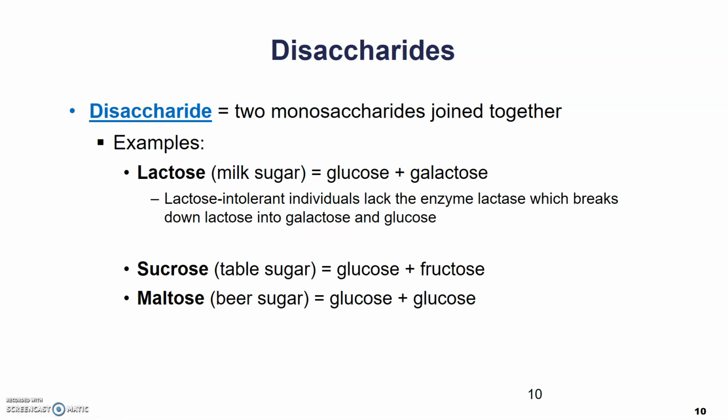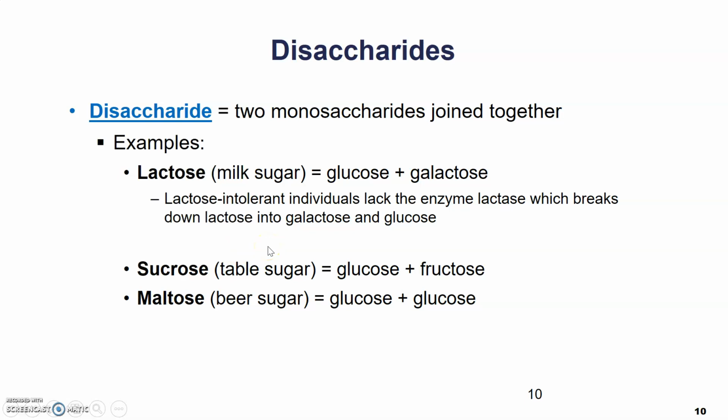And some examples of disaccharides that you're likely familiar with are lactose, sucrose, and maltose. So lactose is the sugar found in milk. It is a disaccharide made up of 1 monomer of glucose and 1 monomer of galactose, which is also a monosaccharide. And just kind of an interesting aside, there's an enzyme that can actually break down lactose into glucose and galactose. And that's the enzyme that individuals who are lactose intolerant actually lack, right?